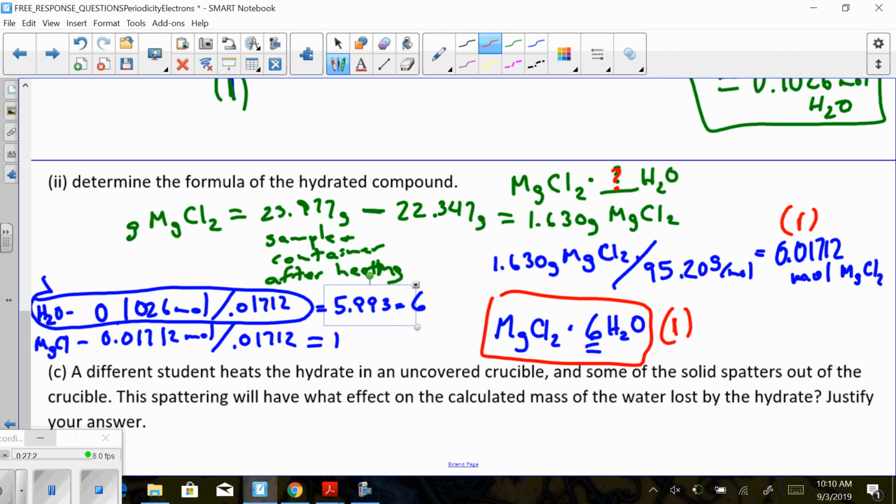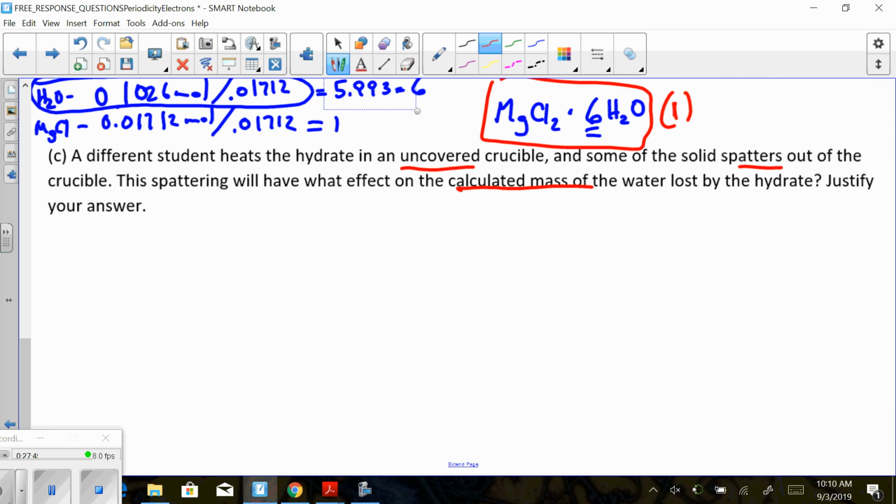Okay, then our last question is, if a different student heats the hydrate in an uncovered crucible and it splatters out of the crucible, or in other words, losing some of your sample, what effect will it have on the calculated mass? And it asks you to justify your answer. So this one you would need to explain. Now, this is a 1-point question, 1 point for the correct answer with a justification. No justification, just an answer, and you would earn no credit.